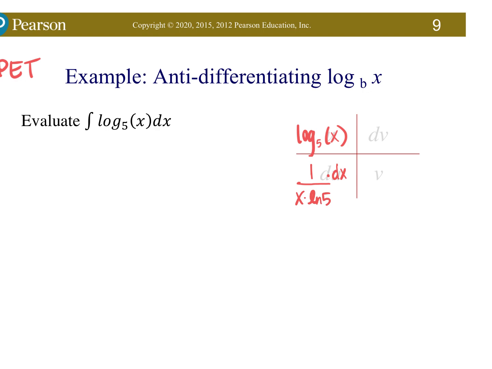Okay, so if log base 5 of x was what Nick chose, I'm just going to literally cross it all out. We've already used it, and the only thing that's left is dx, so that's my final part, or my dv part, and the antiderivative of that is x again.